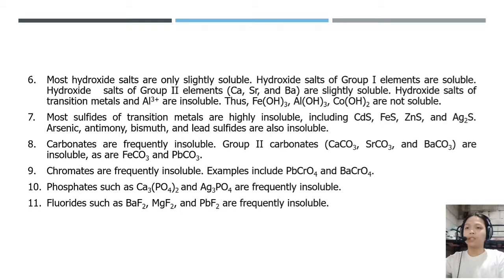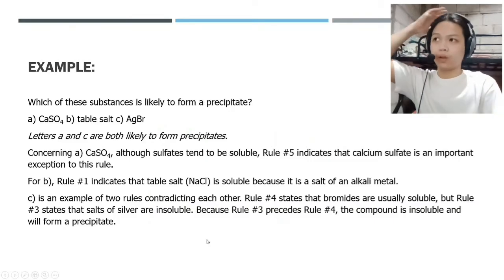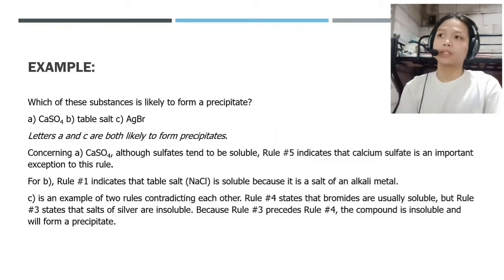Examples include PbCrO4 and BaCrO4. Number 10. Phosphates such as Ca3(PO4)2 and Ag3PO4 are frequently insoluble. Lastly, fluorides such as BaF2, MgF2, and PbF2 are frequently insoluble. So, for example, which of these substances is likely to form a precipitate?